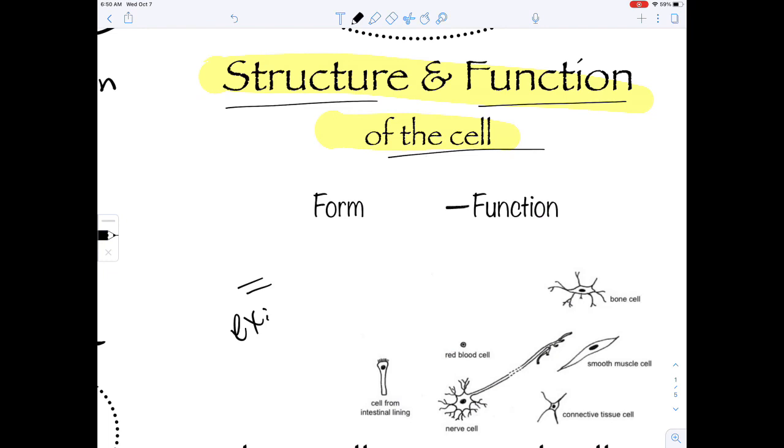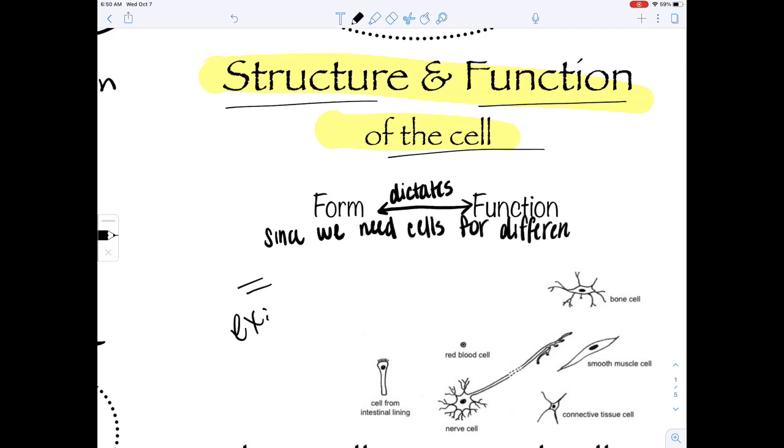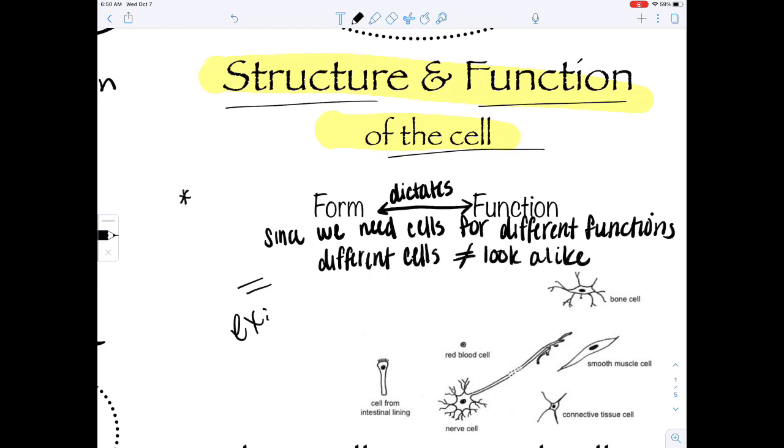So a major theme that we're going to see in biology is that function dictates form and vice versa, where form dictates your function. Since we have specialized cells in eukaryotic organisms, each of these cells has their own unique jobs. They need to complete different functions. Since they're trying to complete different functions, that means that different cells will not look alike, since their form is determined by the job they need to do.